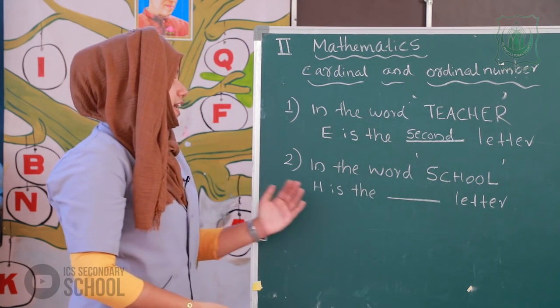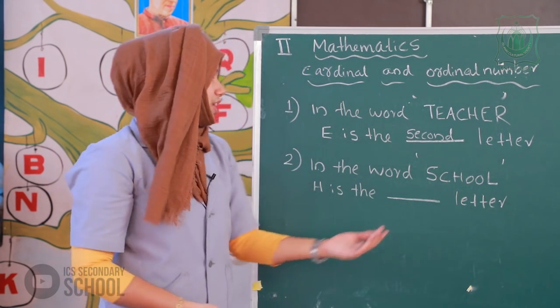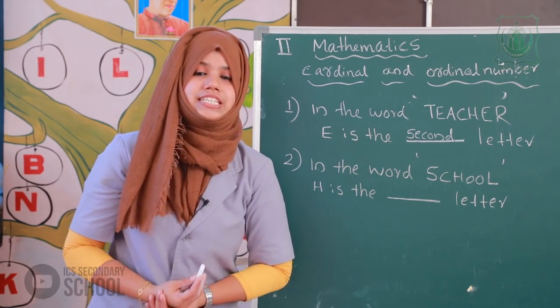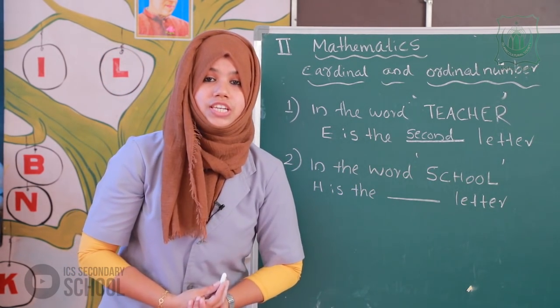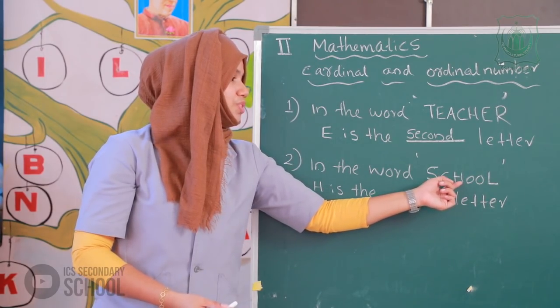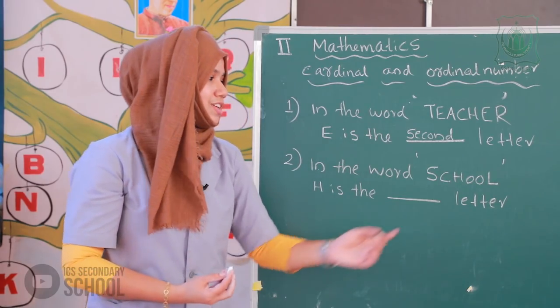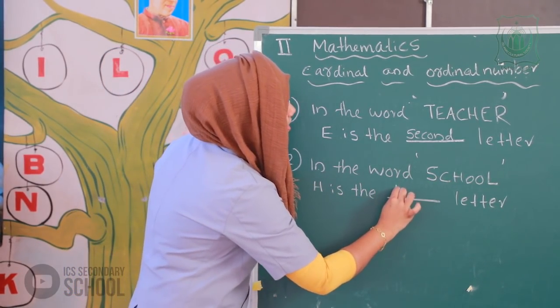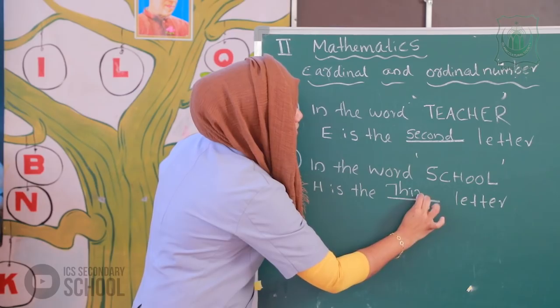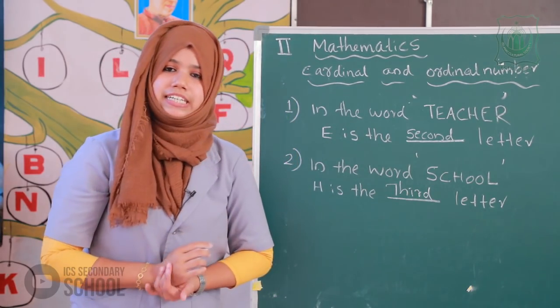Okay. In the word school, H is the dash letter. H is in which position? 1, 2, 3. No, first, second, third. That is correct. So, H is the third one. Third position. H is the third letter. Okay.